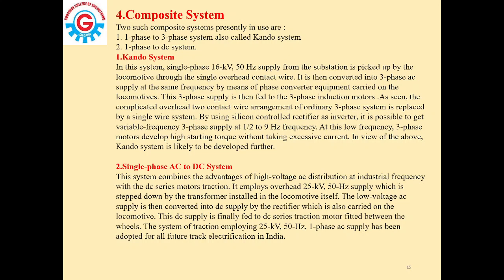It employed an overhead 25 kV 50 Hz supply, which is stepped down by the transformer installed in the locomotive itself. The low voltage AC supply is then converted into DC supply by a rectifier, which is also carried on the locomotive. This DC supply is finally fed to the DC series traction motor fitted between the wheels.